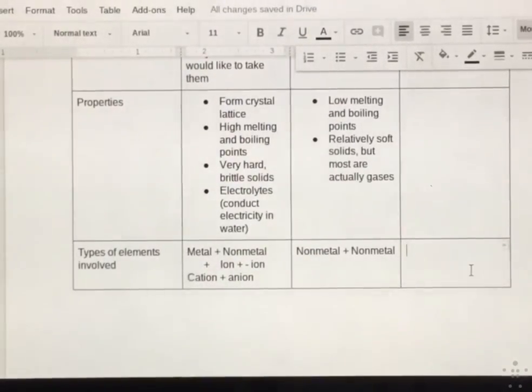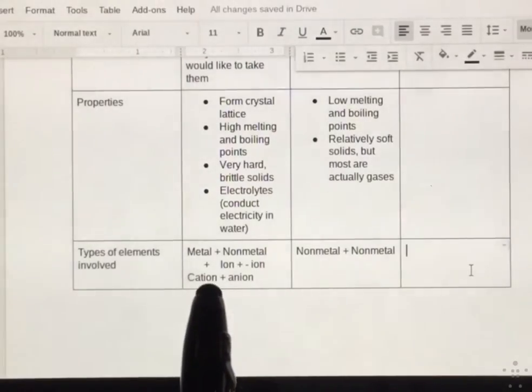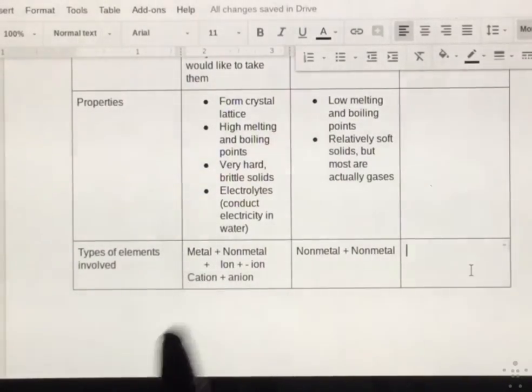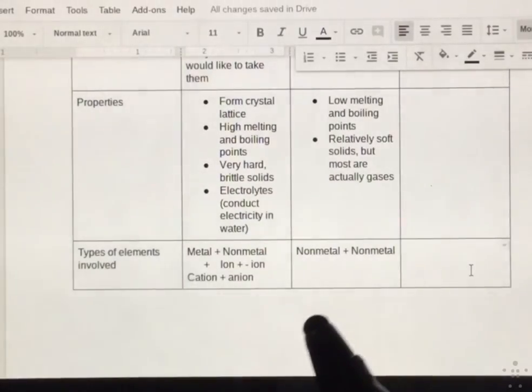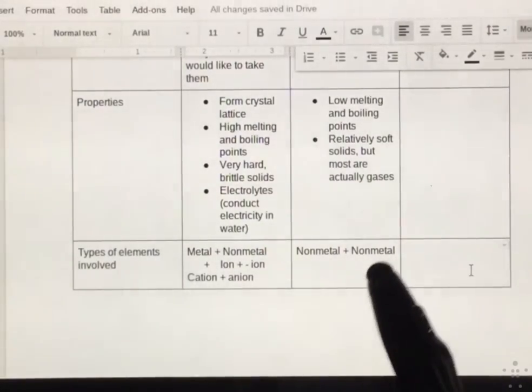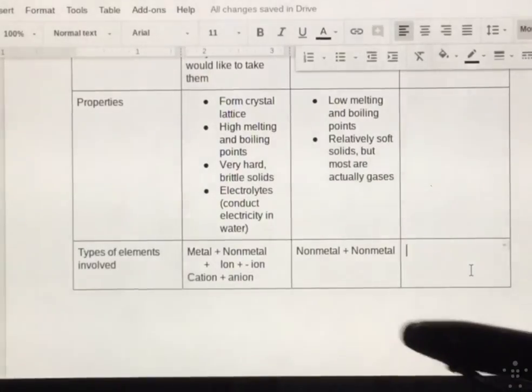Something else that we can compare, and it's a good way to identify them, are the types of elements involved. For ionic compounds, we knew it was a metal and a nonmetal because we had a cation and an anion. For covalent compounds, it's 2 nonmetals typically. Occasionally you'll have a metalloid, but typically 2 nonmetals, so that's what we go ahead and say.